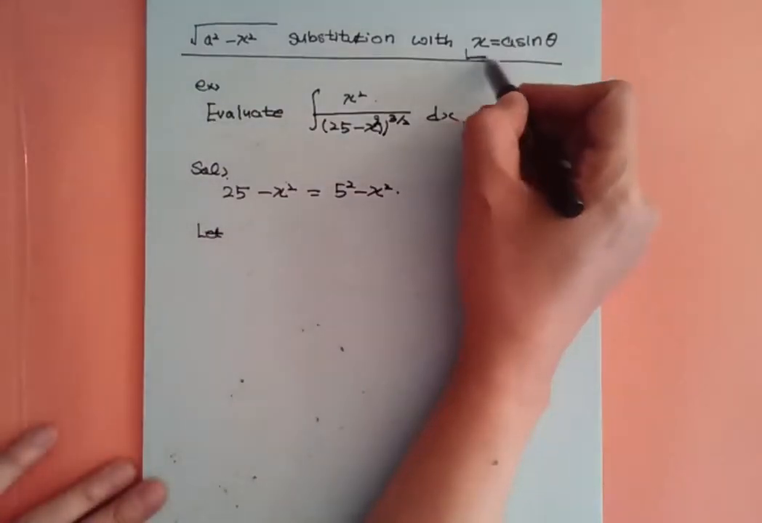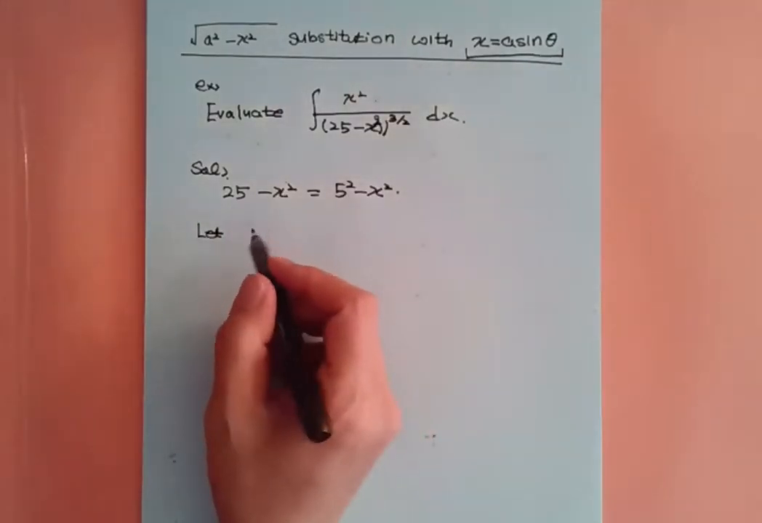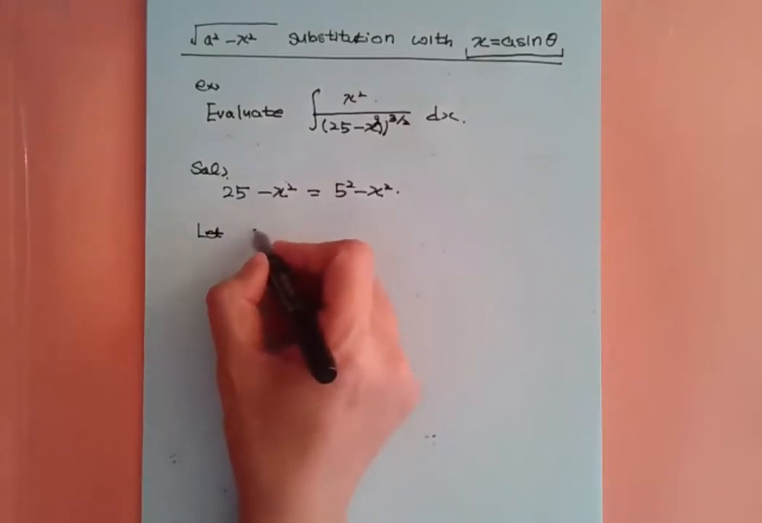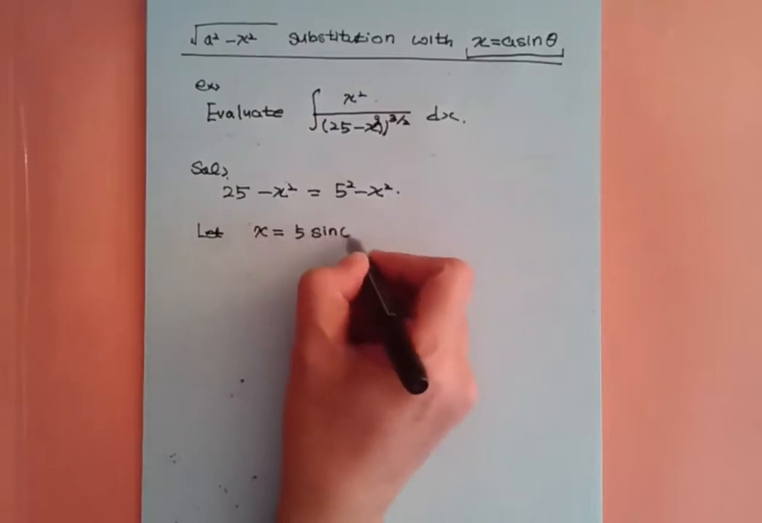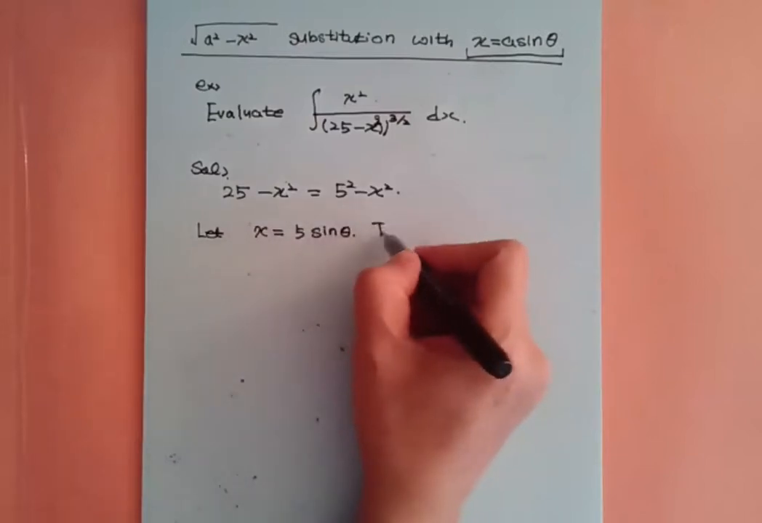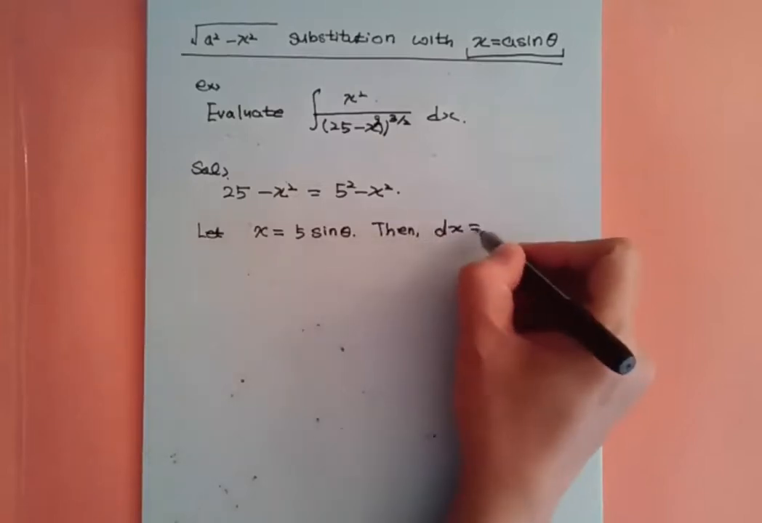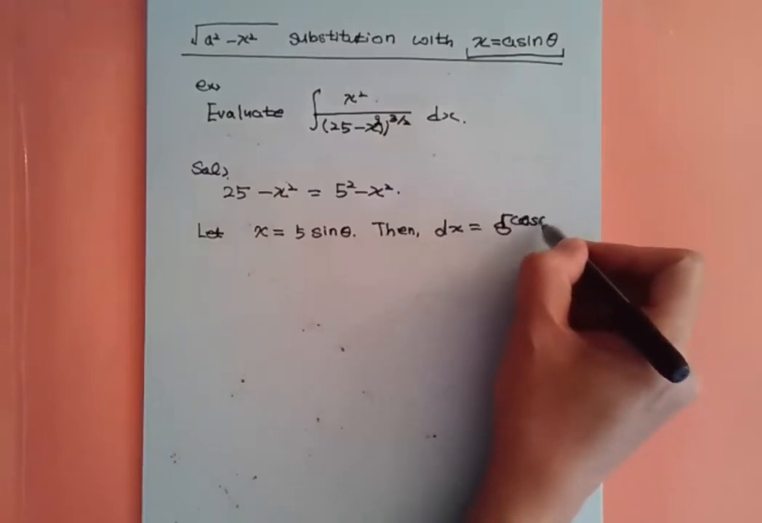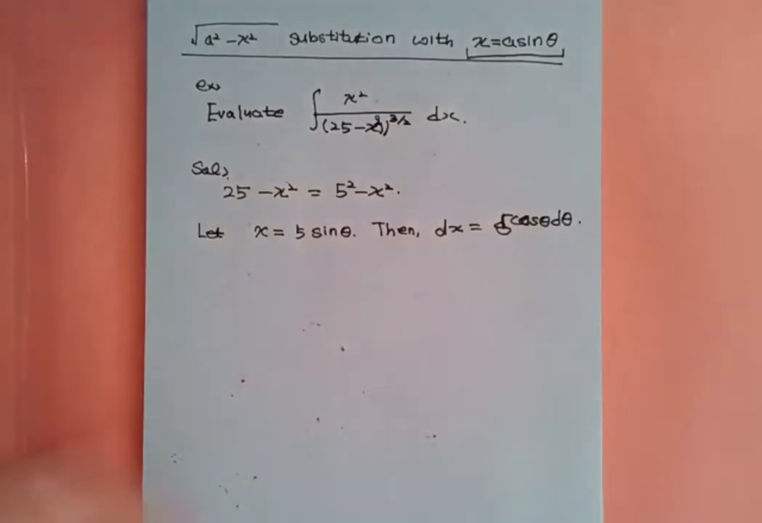So in this case, we will do substitution with the sine. Here a equals 5. So we will put x equals 5 sine of theta. Then when we differentiate, we have dx equals 5 cosine of theta d theta.